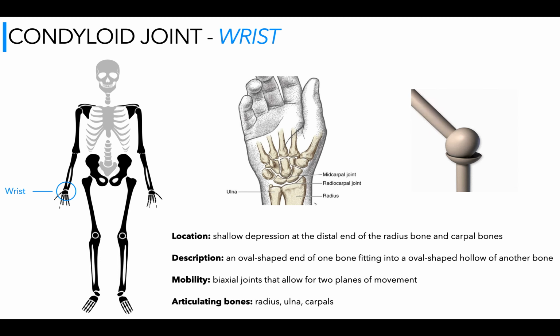Articulating bones, radius, ulna, and carpals. Okay, so that's our joint type, condyloid joint, name, wrist joint. Radiocarpal, but wrist is fine.